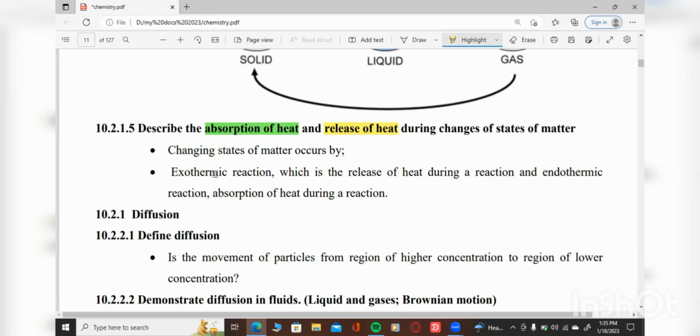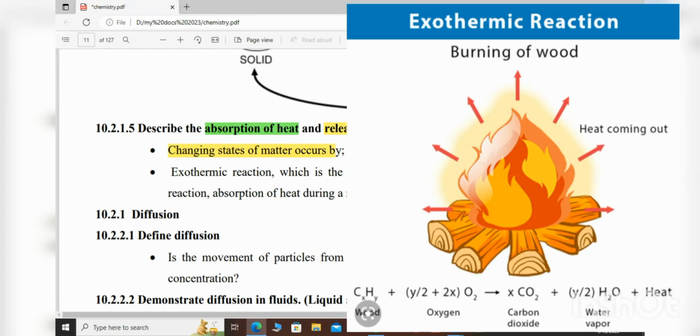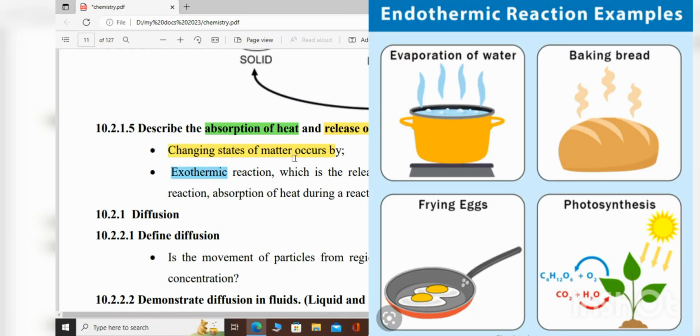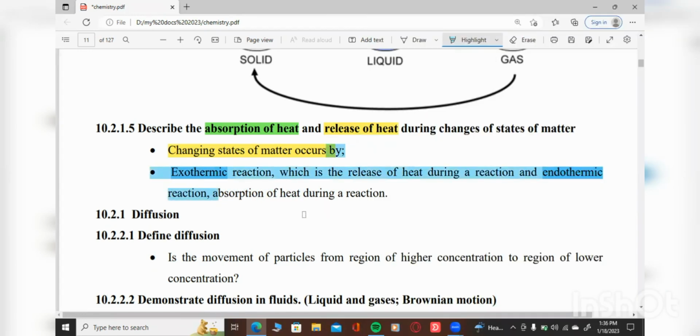So we have to understand that the change of states of matter occurs by what we call the exothermic, exo and endo, these two, right? So we have the exothermic reaction, and we also have the endothermic reaction. Okay, so absorption of heat during a reaction. What is that?